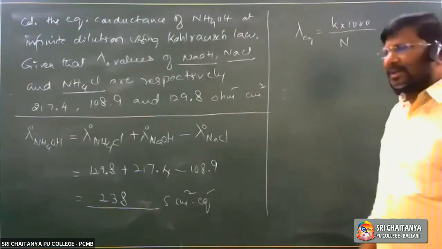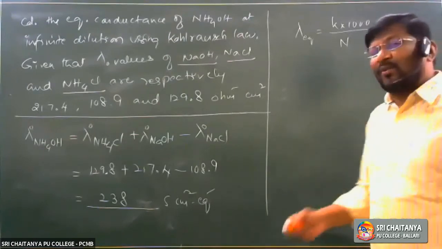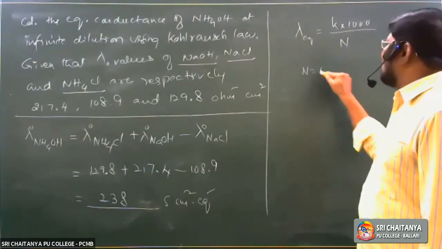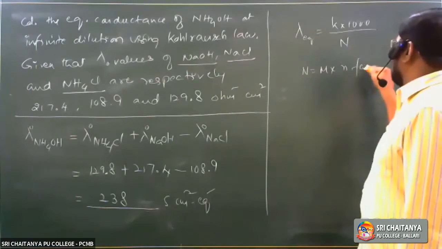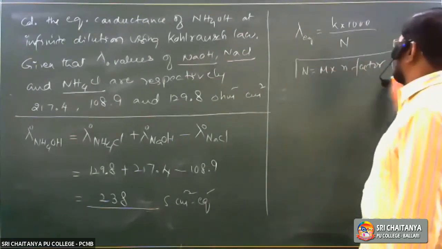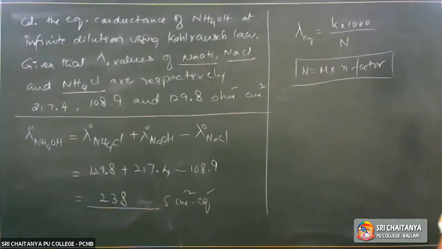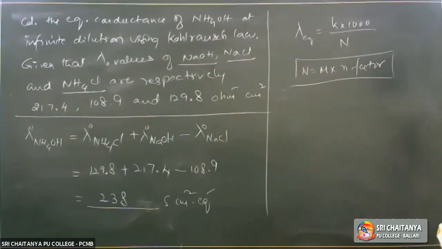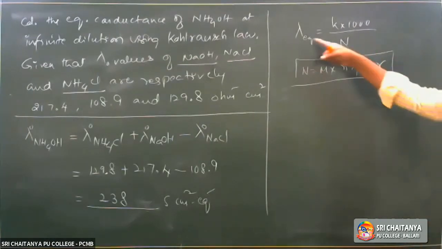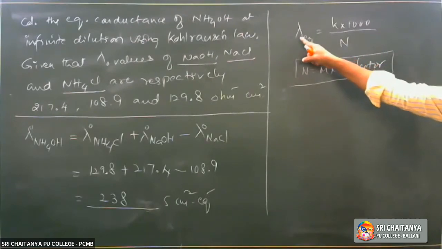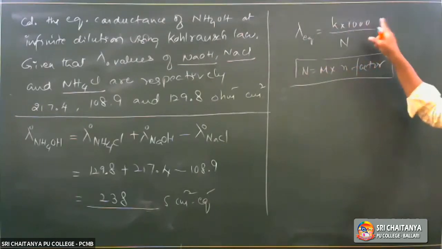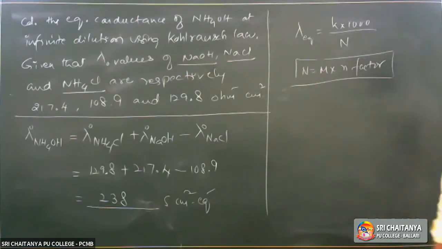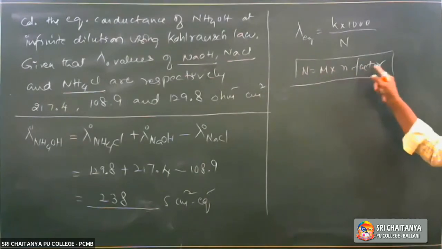Also, one more thing. Normality and molarity, how are they related? Normality is equal to molarity into n factor, always. Please remember that. So equivalent conductivity is equal to K into 1000 by N, normality. Normality is equal to molarity into n factor.